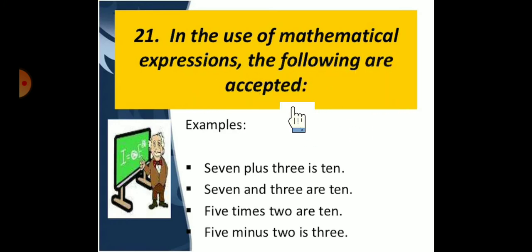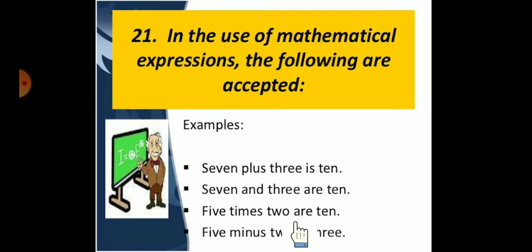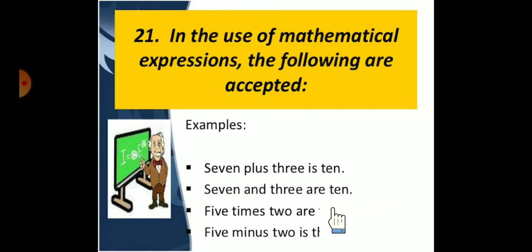Okay, when you use mathematical expressions in the mathematics subject, what are the examples? What form of the verb do you have to use? 7 plus 3 is 10. 7 and 3 are 10. 5 times 2 are 10. 5 minus 2 is 3. So students, you can find out how they have used the verb in the form of singular and plural, according to the situation. See, you can read with the help of these examples.